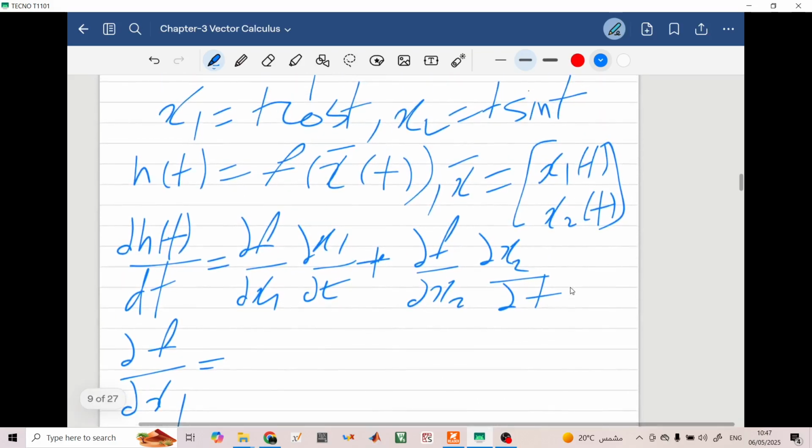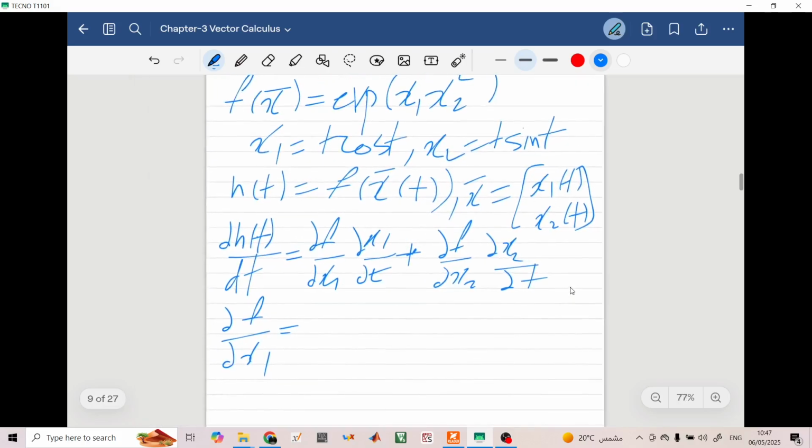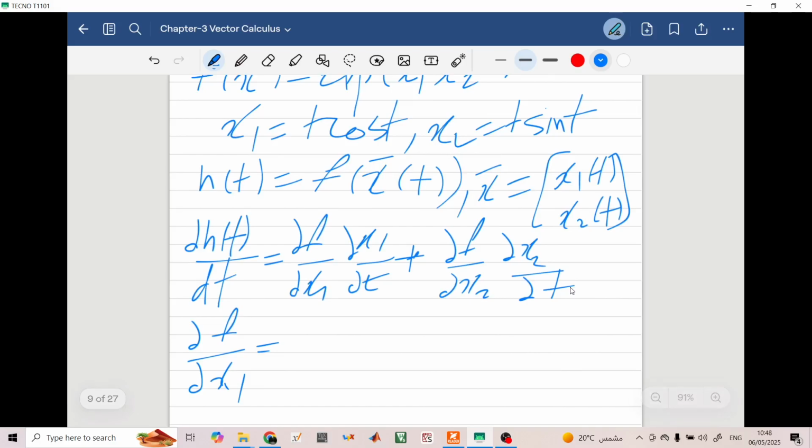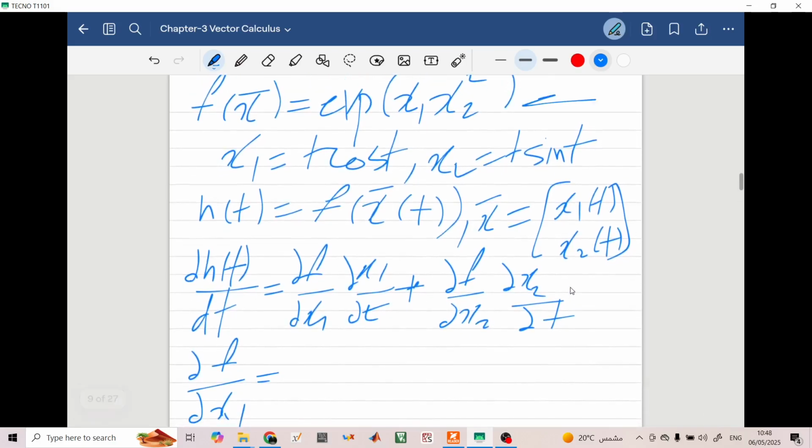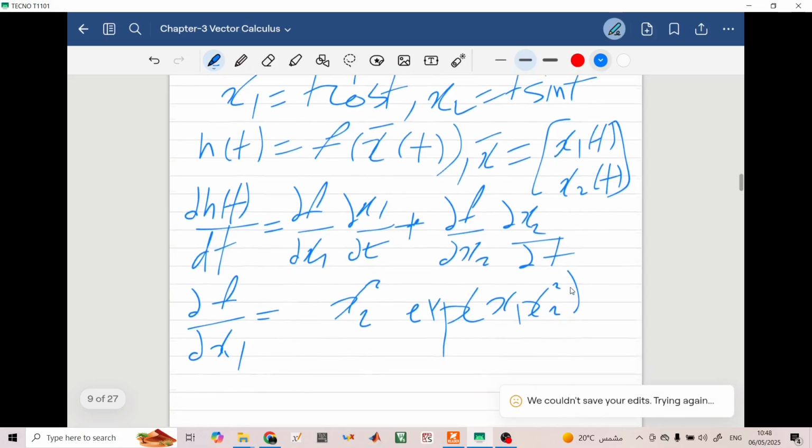Let's zoom out a little bit. So we need to derive this with respect to x1. So we are deriving an exponential, right? So it stays the same, but we need to take the derivative of the argument with respect to x1, which is x2 squared, right? Why? Because the derivative of x1 is 1 and x2 is regarded as a constant. So this is the first thing.